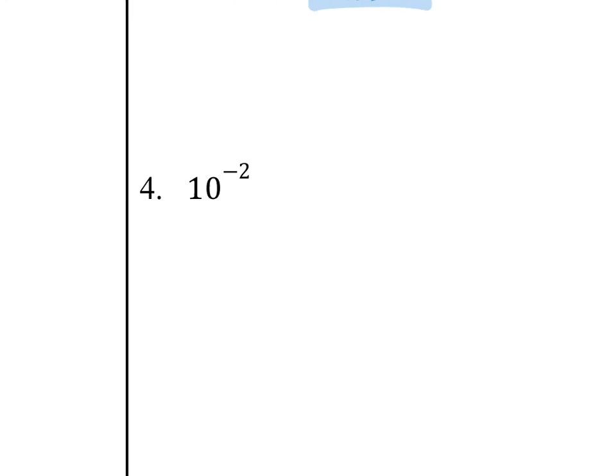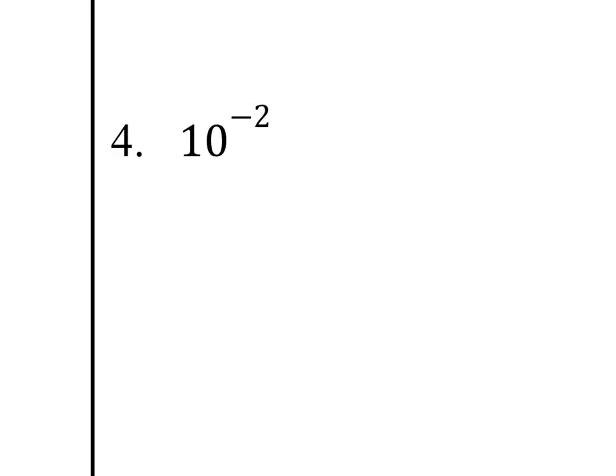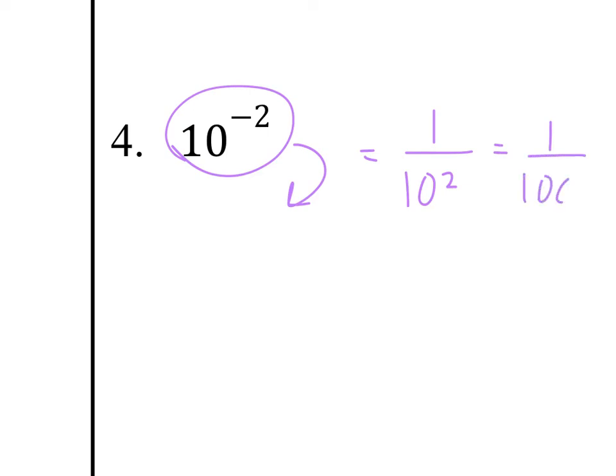Number 4. I've got a negative exponent. This negative exponent's got to go to the opposite side. This will become 1 over 10 squared. And we can simplify 10 squared to give us 1 over 100.